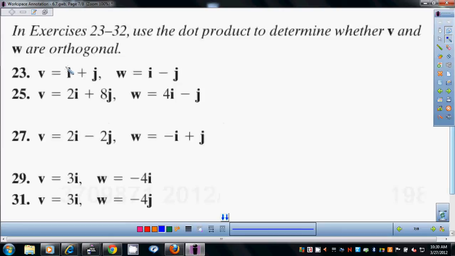So 23. What's going to be my dot product? 1 times 1 plus 1 times negative 1. Is it orthogonal? Yes.